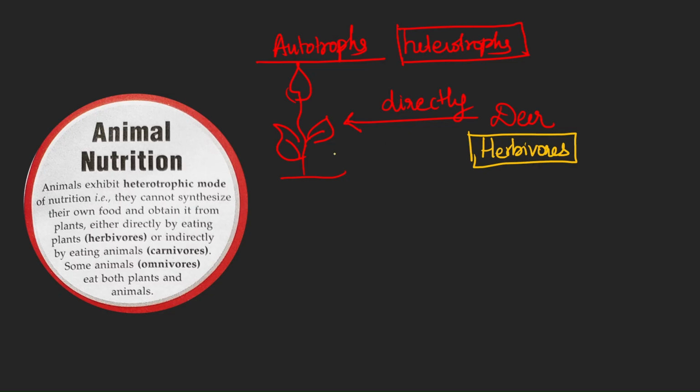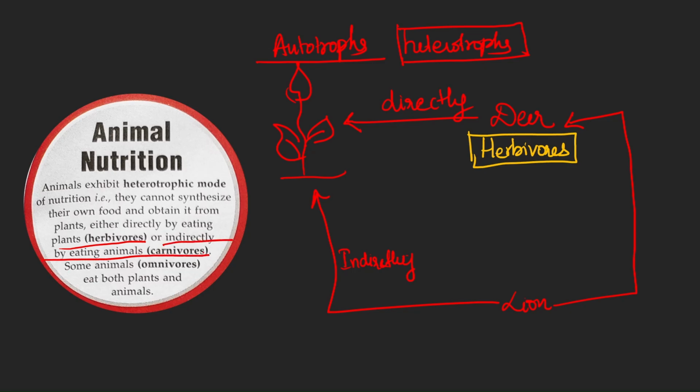Animals, for example lion, eat plants indirectly, by eating the animals that eat plants. So these animals, carnivores, eat only animals. This category of animals are called carnivores.